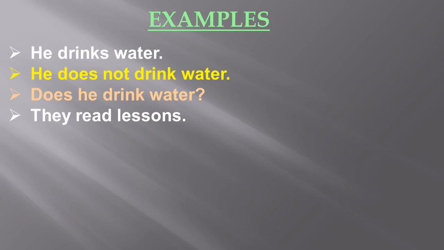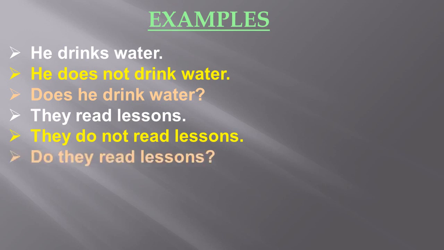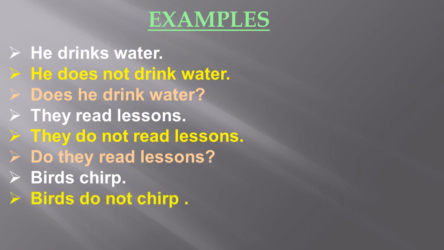Next example, they read lessons. Now, they is third person plural. Now change this into negative. They do not read lessons. Do, third person plural. Now change the same to interrogative. Again the auxiliary will come forward. Do they read lessons? Next example, birds chirp. Birds, third person plural. Birds do not chirp. Now interrogative sentence: do birds chirp?